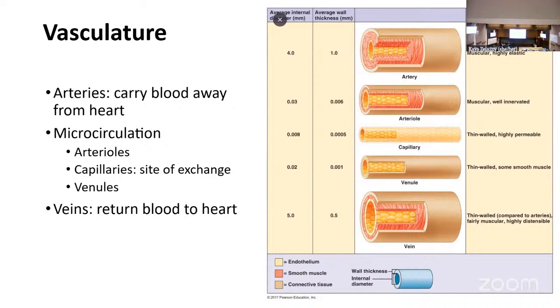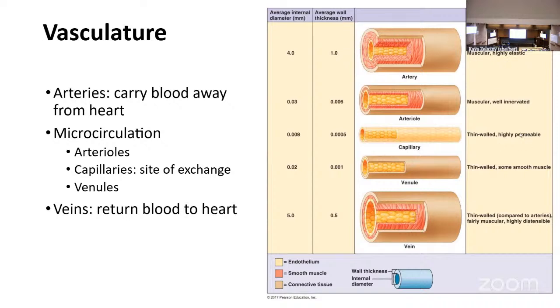We can see that we're going to have some different features in this table from your book of those different blood vessels. One thing we can see immediately from the picture is that we're going to have differences in the radius and the diameter of those blood vessels. We're also going to have some differences in the thickness of the wall and the different layers of that wall of each of these parts of the vasculature.